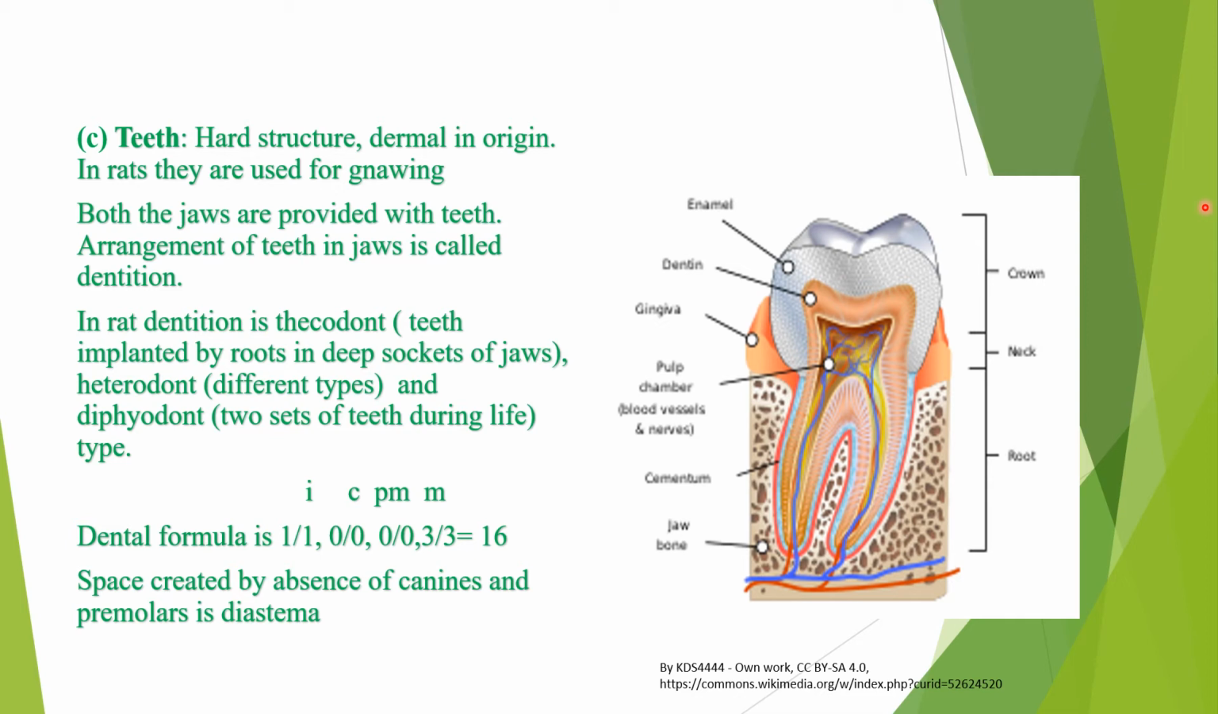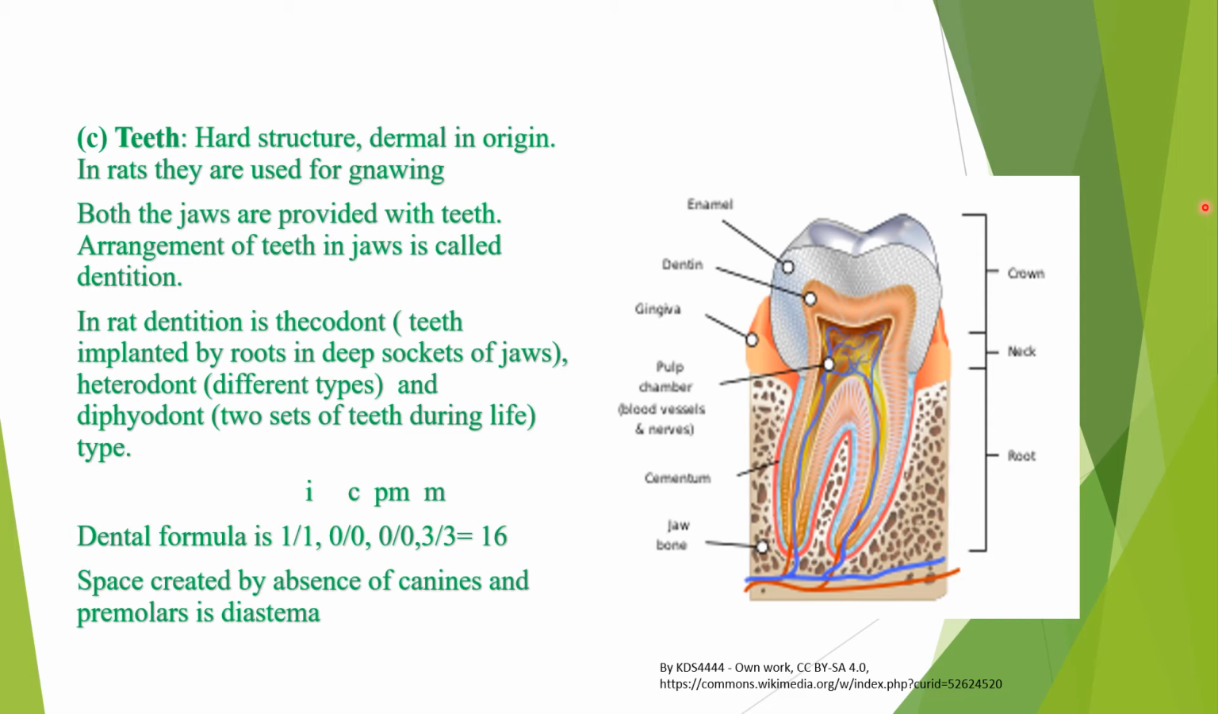There are different types of teeth present: incisors, canines, premolars, and molars in an animal. And what is diphyodont? Two sets of teeth are present during life, for example, milk teeth and permanent teeth. जो मिल्क टीथ है वो शेड हो जाते हैं, डेसिडुअस टीथ होते हैं, खत्म हो जाते हैं, और उसके बाद कौन से आ जाते हैं? Permanent teeth. And this type of dentition is called diphyodont.